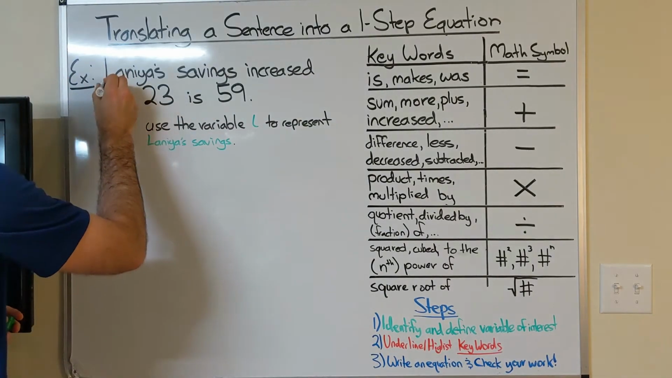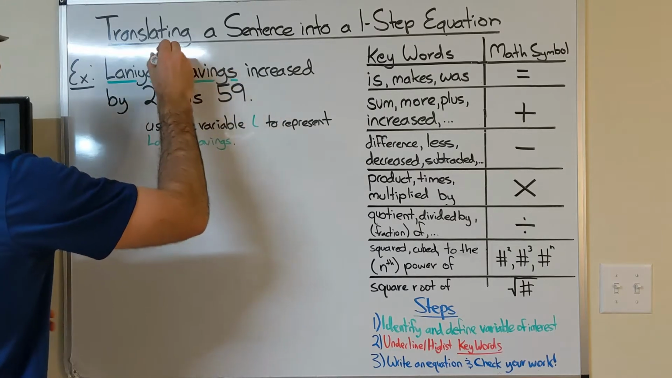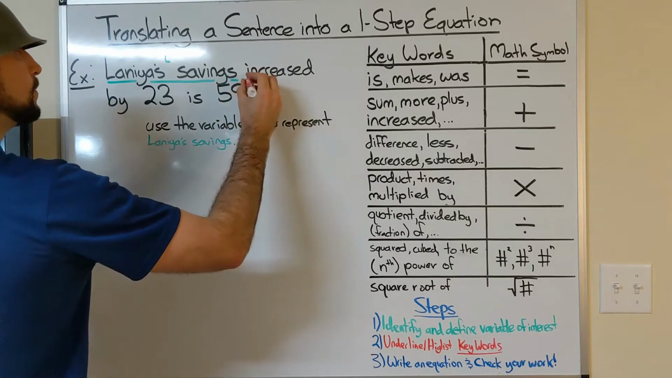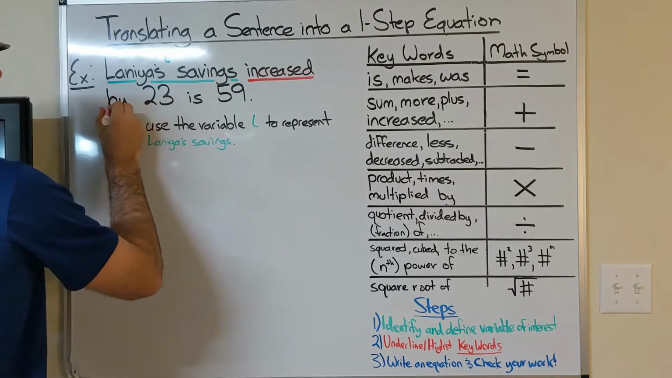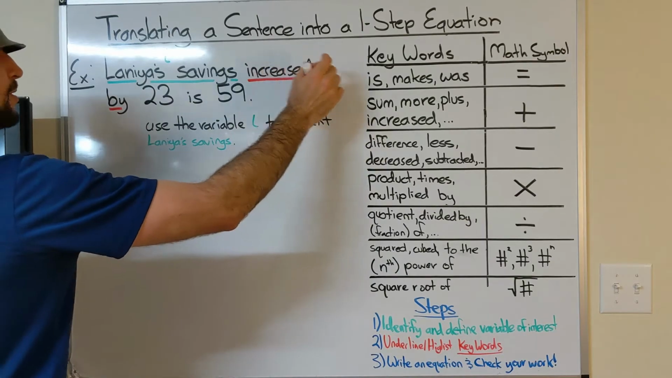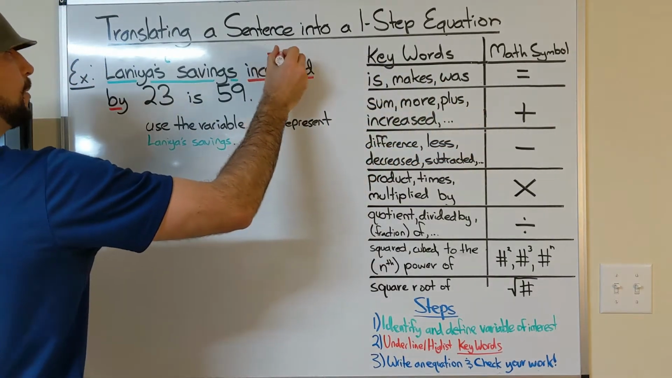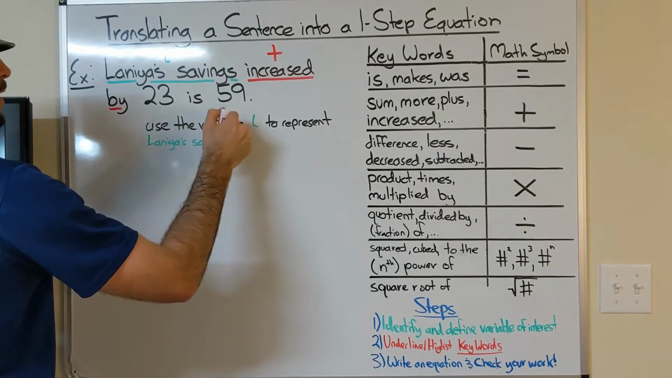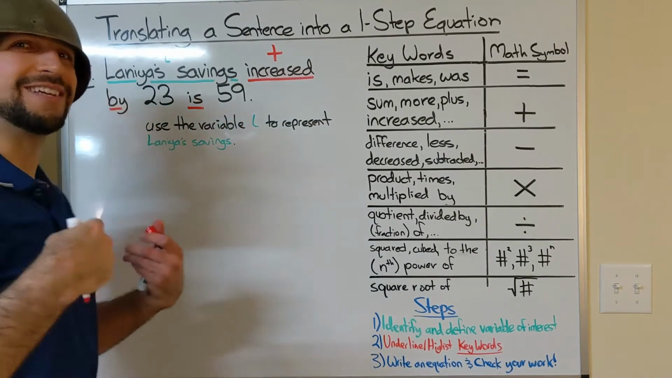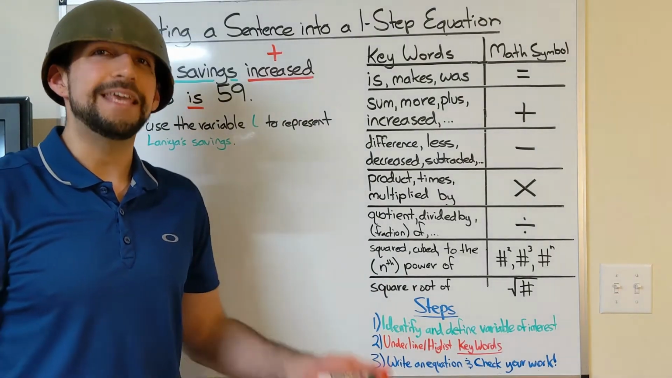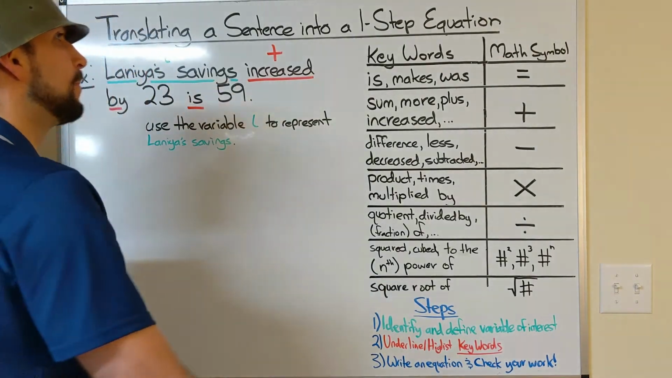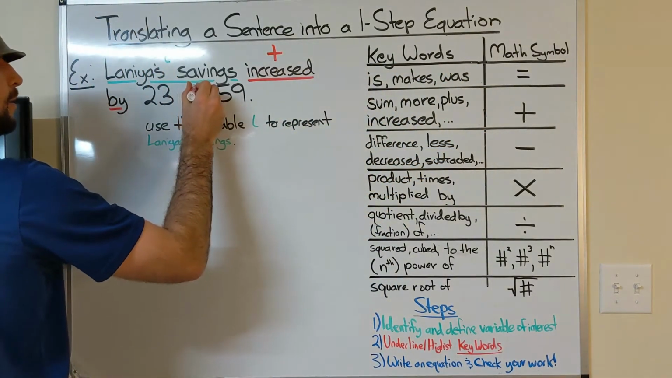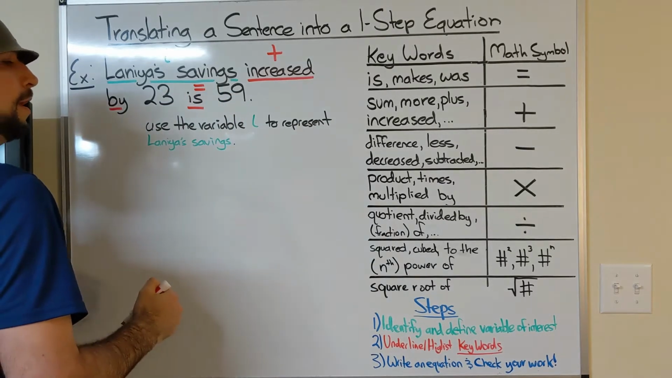So this is going to be L. Now they've increased by. You'll notice increased represents addition. So this is going to be addition. 23 is 59. Is a very important word because is will generally tell us where the equal sign goes when we write our equation. So is a keyword that usually represents equality. So we finished step 2.